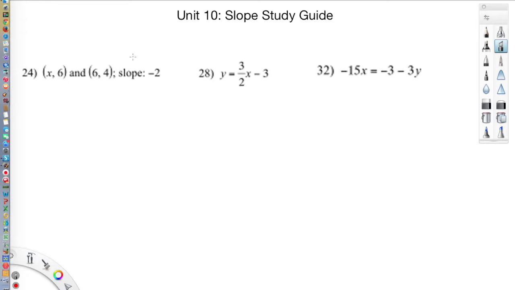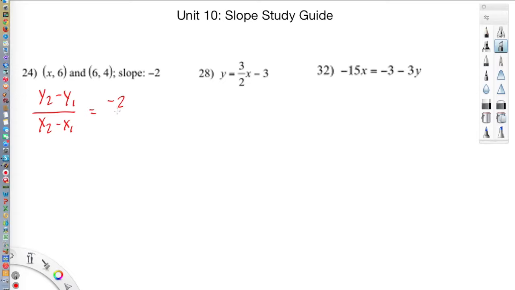Let's take a look at our next 3 problems. Number 24 is a challenge problem. It says find the value of x or y so that the line through the points has the given slope. So here they give us, we're missing this x value here. We want to use our two-point slope formula, which would be y sub 2 minus y sub 1 over x sub 2 minus x sub 1 is going to be equal to the rise over run.